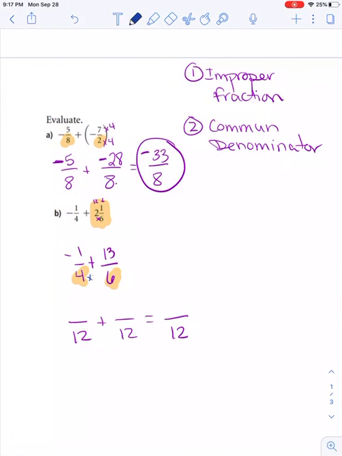So here, I have to times my 4 by 3 gives me 12. So negative 1 times 3 is going to give me negative 3. Over here, I have to times it by 2. 13 by 2 gives me 26. On the calculator, negative 3 plus 26 gives me 23 on 12.